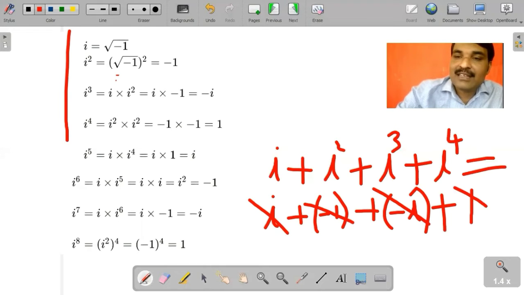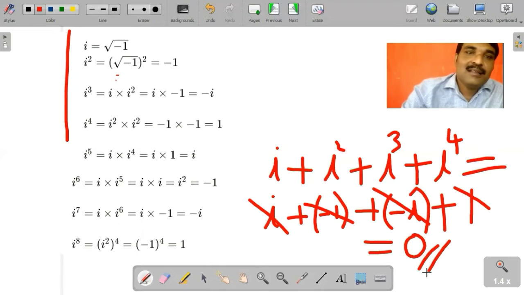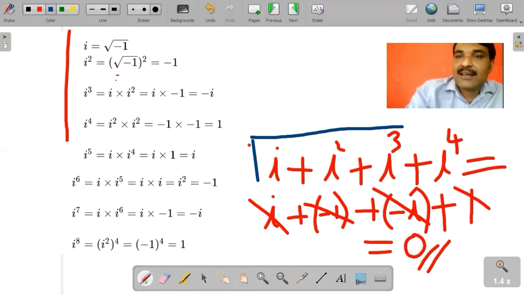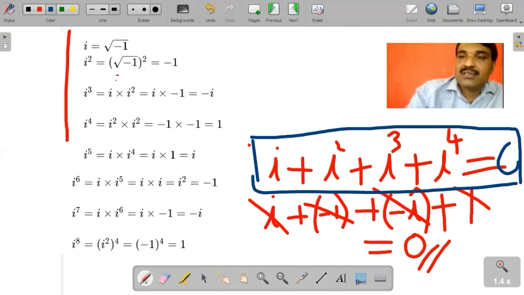-1 and +1 get cancelled. So the sum is equal to 0. Right. That means iota plus iota square plus iota cube plus iota raised to 4 is equal to 0.